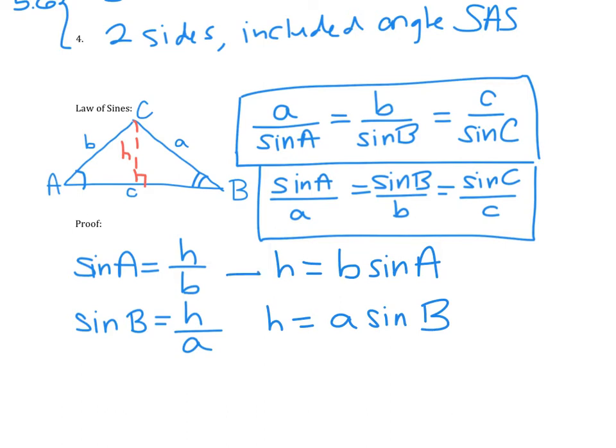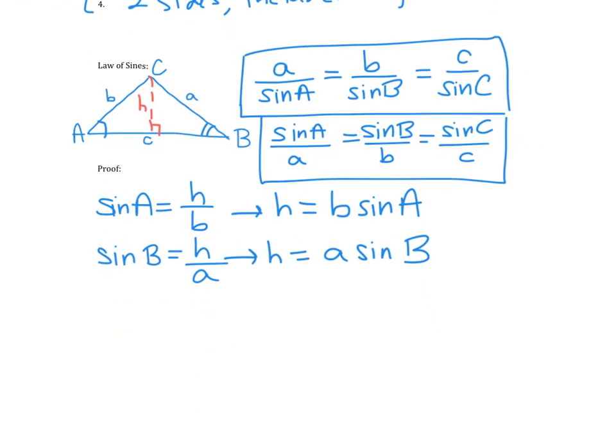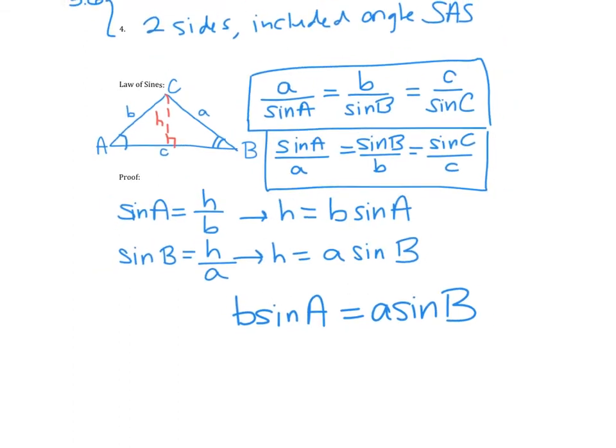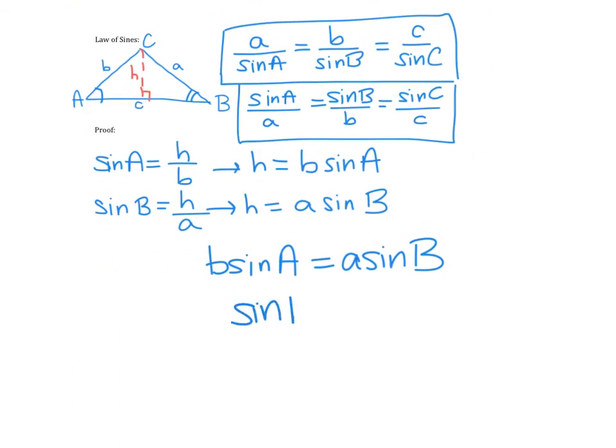So I solved for H here, solved for H there. And since those H's are equal to one another, let's just use substitution and set these equal to each other. So that tells us that B times the sine of A equals A times the sine of B. Divide both sides by A, divide both sides by B. Sine of A over little a equals sine of B over little b. Proof's done. Nice, isn't that nice? Nice and clean. Very easy proof. You all followed along. There you go. It said I had to do that.